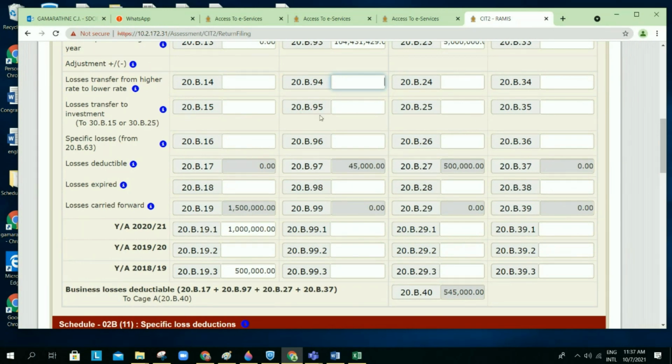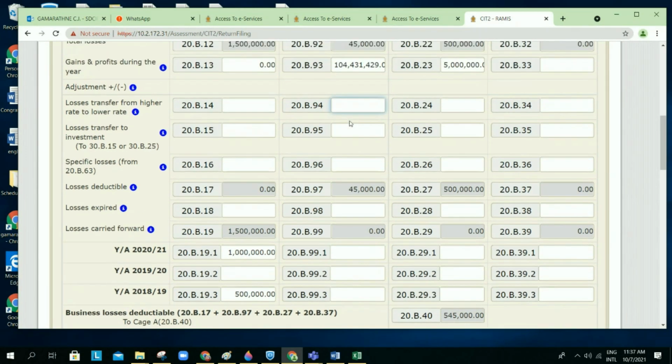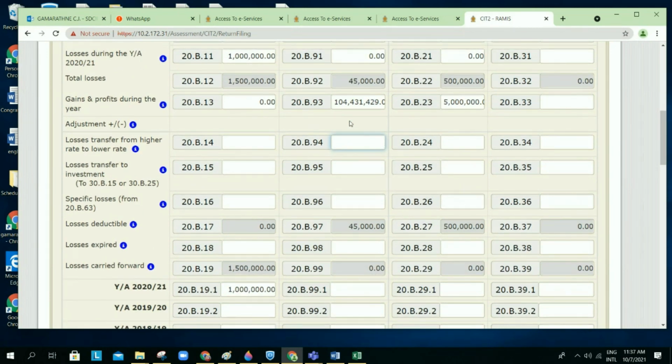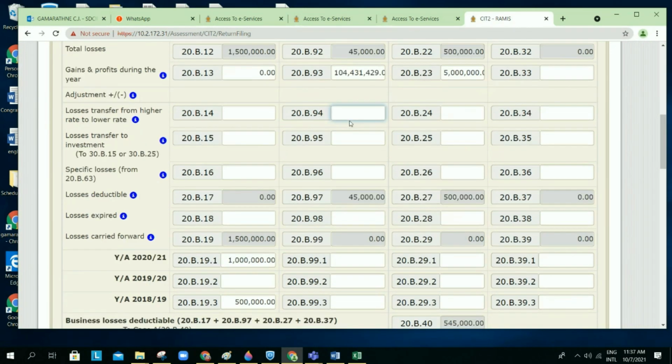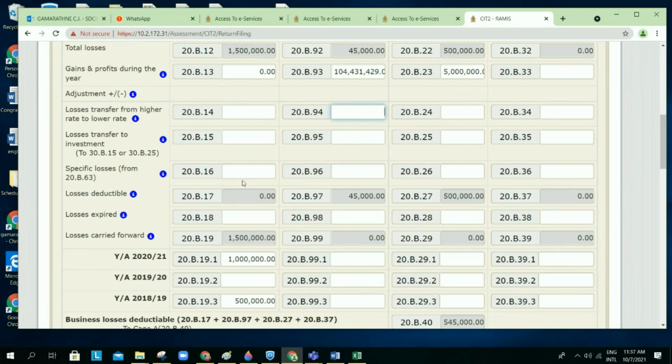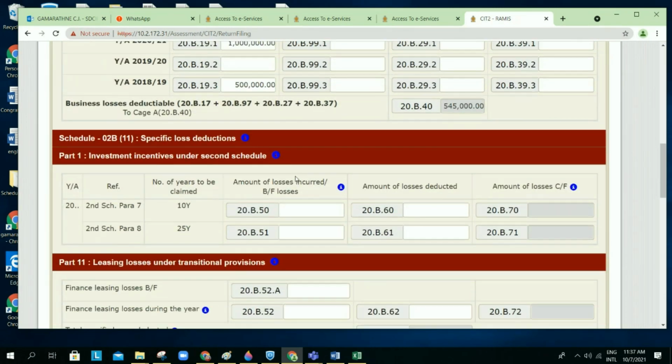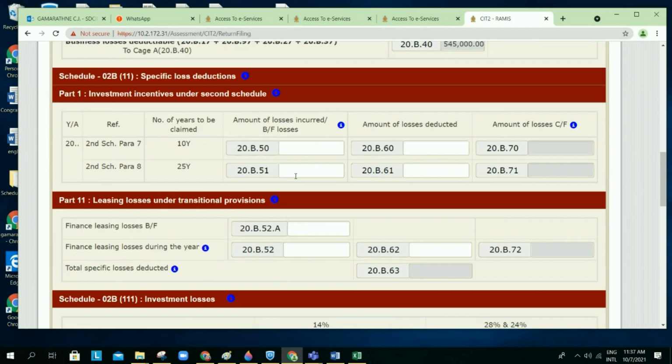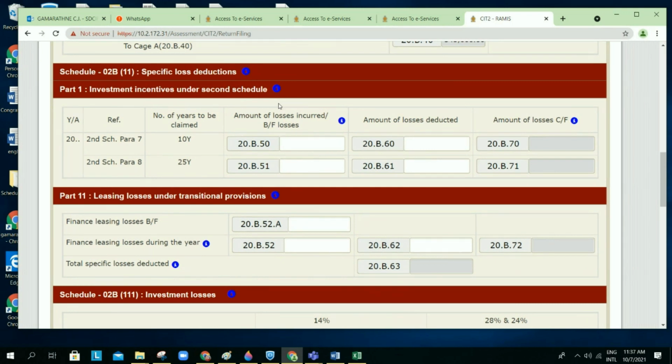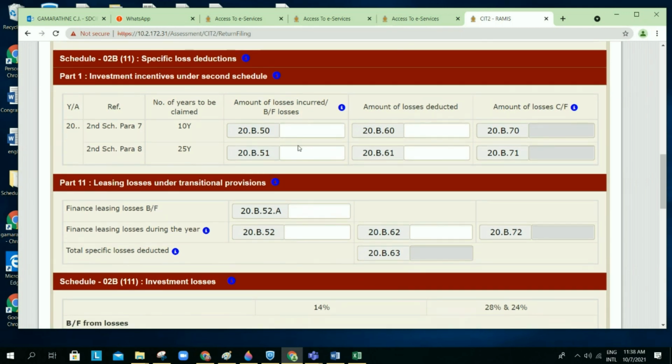These cases are provided to claim business losses against investment profit. Then these cases are mentioned for the claim of specific losses. Then 2B2 is a specific loss deduction. So Mahesh already explained, in the Schedule 8 explanation, what the investment incentive is, and this company has been ongoing before 2016-17. Therefore we can't claim this loss in here.